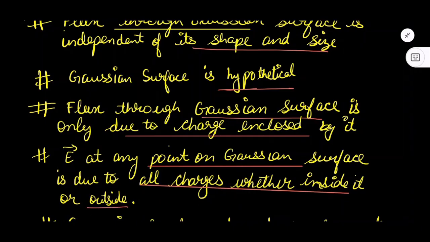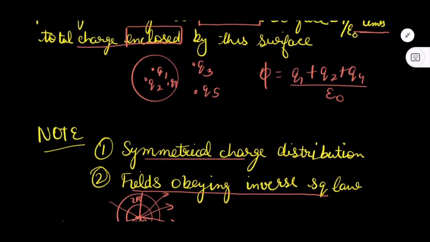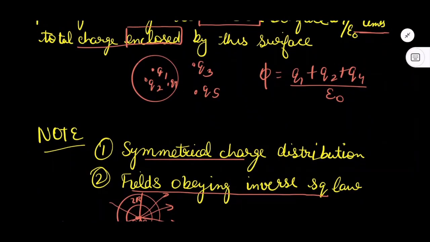So as we have seen in the above example, the flux is only due to the Q1, Q2, Q4 charges, while the electric field will be due to all the charges present over here, right?